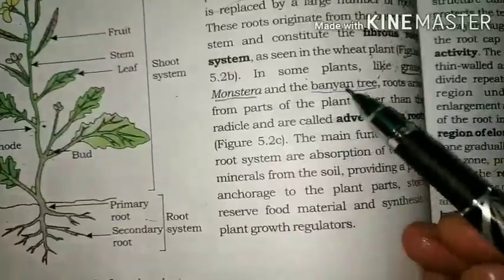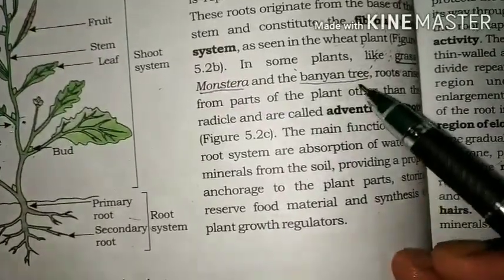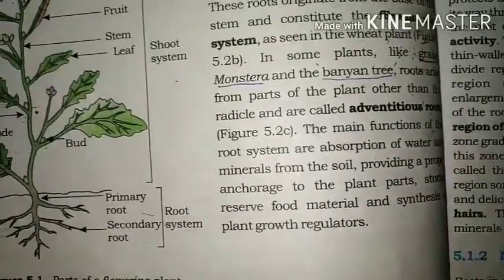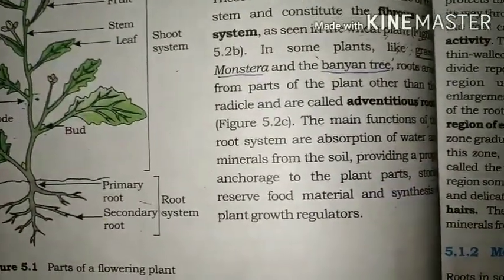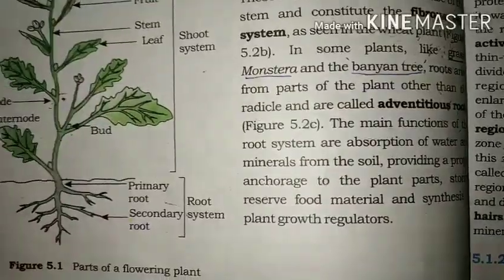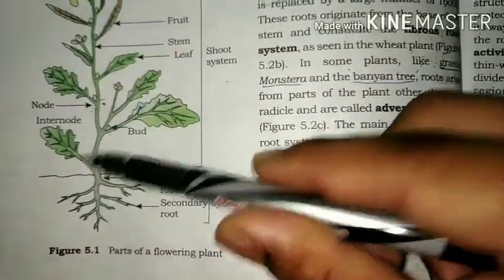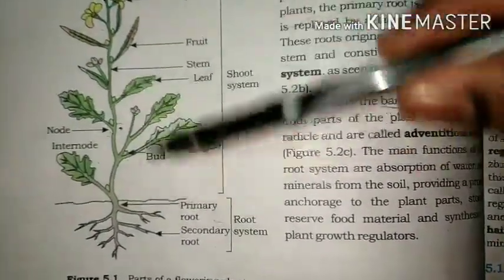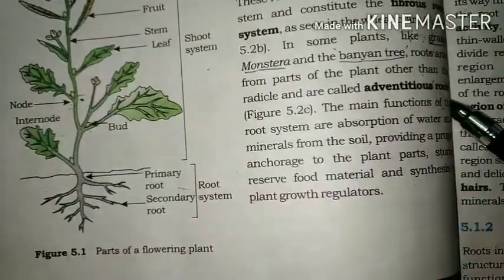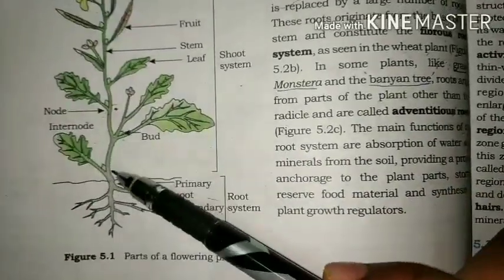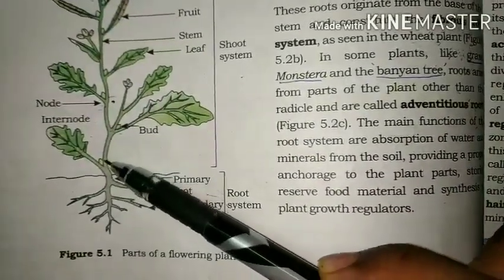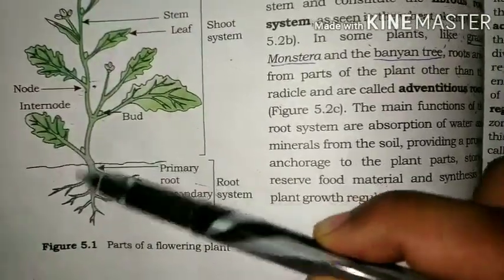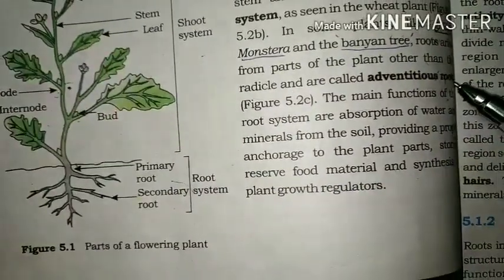Wheat plant. In some plants like grass and banyan tree, roots arise from parts of the plant other than the radicle. What is meant by other than the radicle? This is the actual radicle, which is present inside the soil. Other than the radicle means roots arising from the shoot system. We can say those are adventitious roots. In the shoot system they may also arise from lower nodes. These are also said to be adventitious roots.